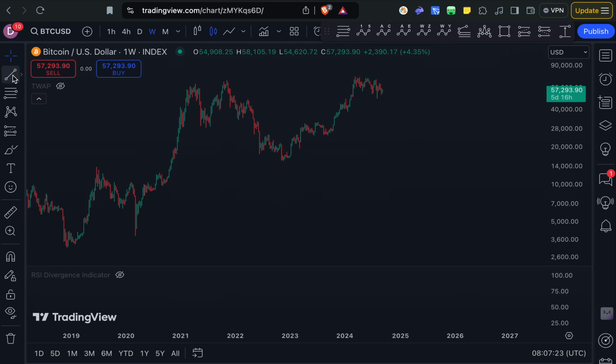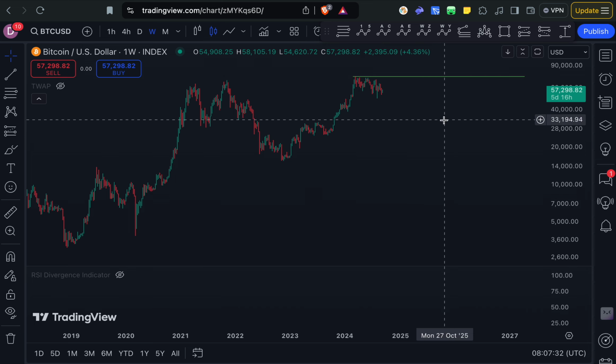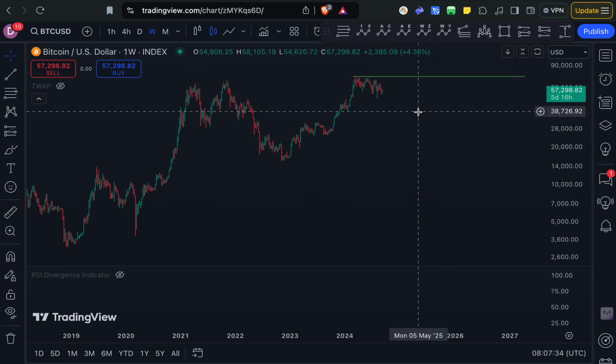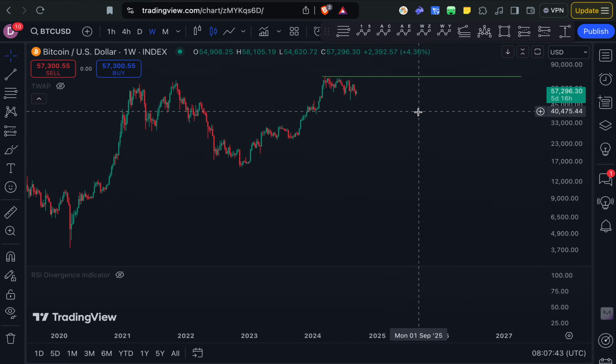So where you would place your normal horizontal lines is at the top of the all-time high. That's where I would put the first line, just to basically get started, and we can fine-tune the lines as we go forward to basically understand the most likely price action in the near term.